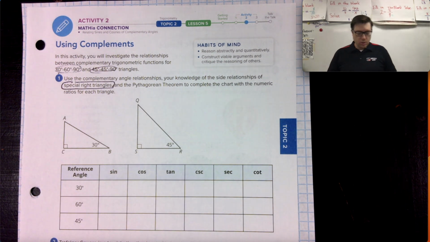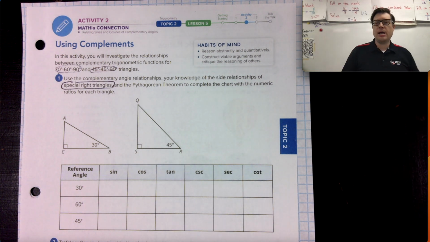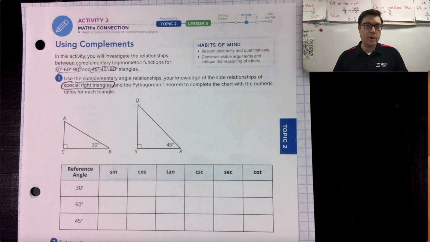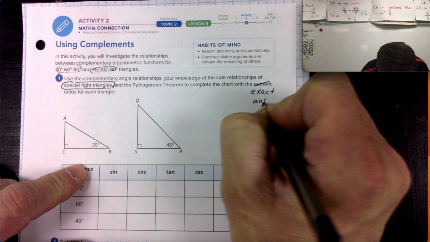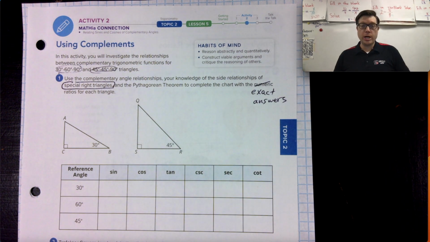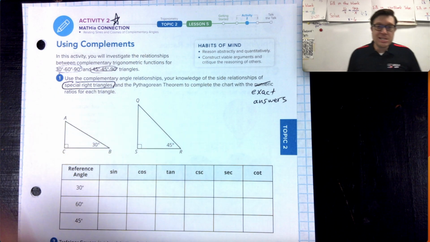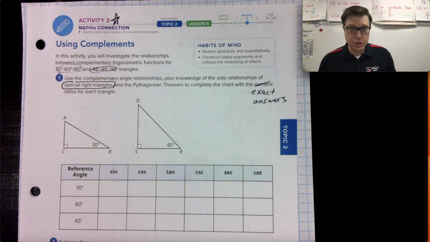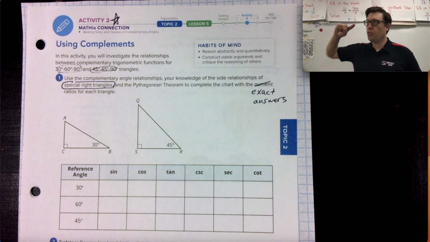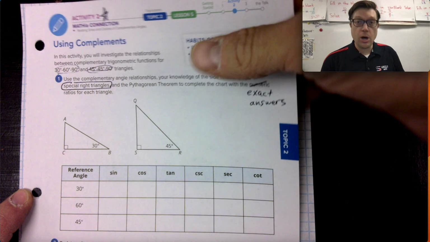Use the complementary angle relationships, your knowledge of the side relationships of special right triangles, and the Pythagorean theorem to complete the chart with the numeric ratios. We want exact answers. For each triangle. And believe me, this right here, you must know this page. And maybe not immediately, but eventually. This will be like a recurring theme in the next 4 years of mathematics for you, up to calculus.